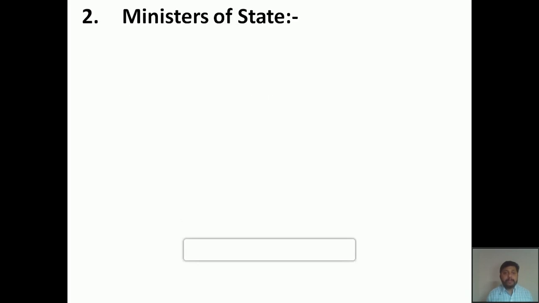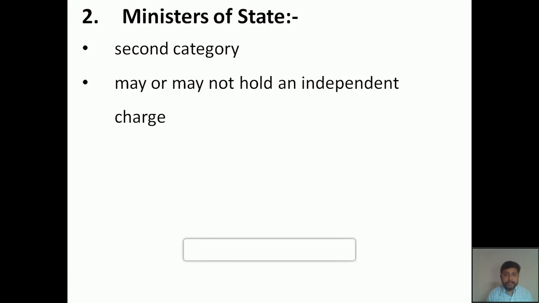Now, the second category of ministers are known as ministers of state. First category is cabinet ministers and second one is ministers of state. They are the second category of the ministry. We have already seen the entire ministers were divided into three categories, and ministers of state is the second category of the ministers.